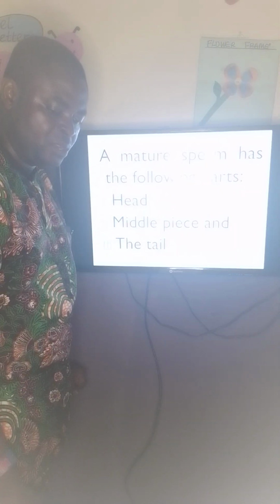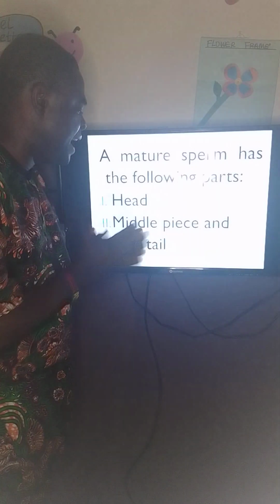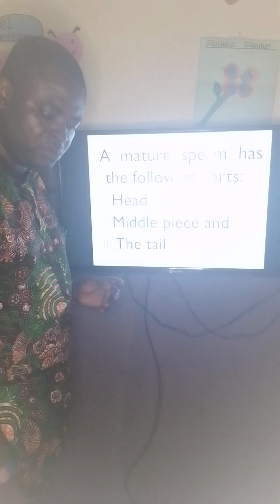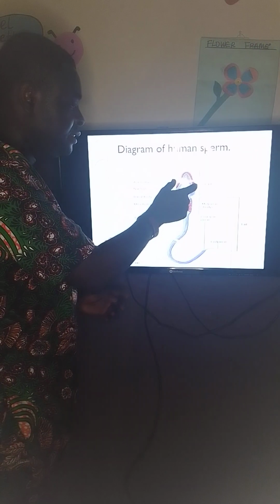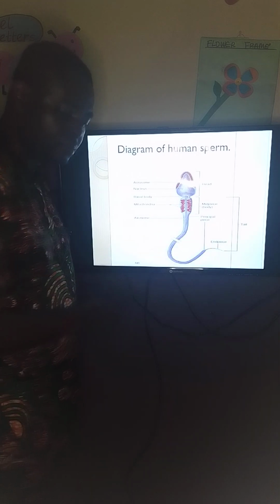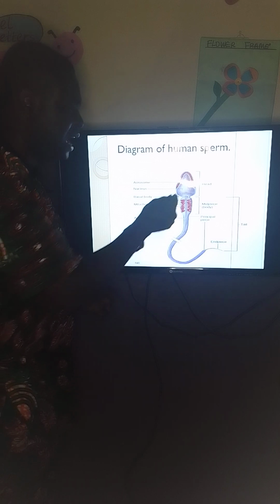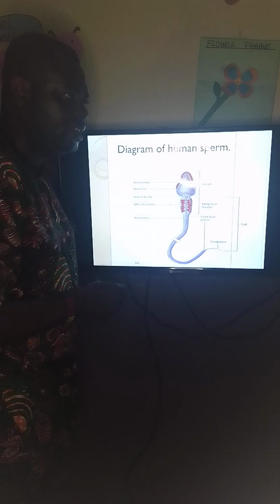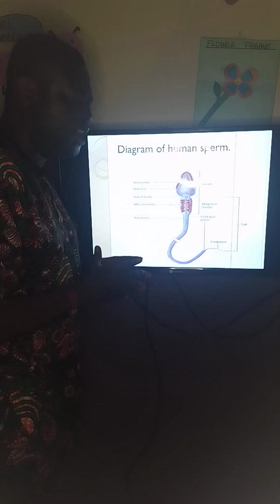A mature sperm has three parts: the head, the middle piece, and the tail. Look at the picture. This is the head, this is the middle piece, and this is the tail. Now, the head at the center has a nucleus that contains the genes and chromosomes, and the gene contains the unit of heredity, what one uses to resemble the parent. They are located in the gene, inside the nucleus.